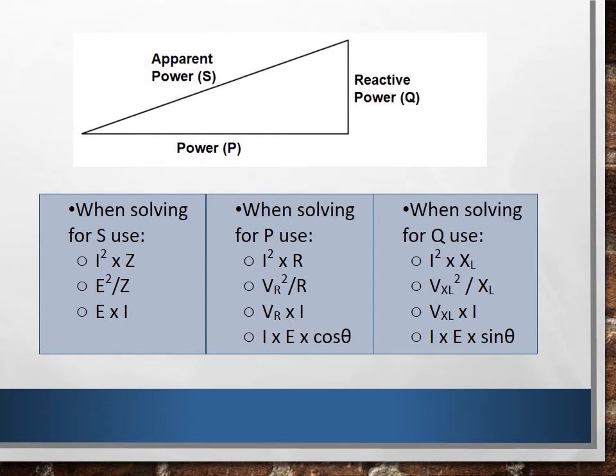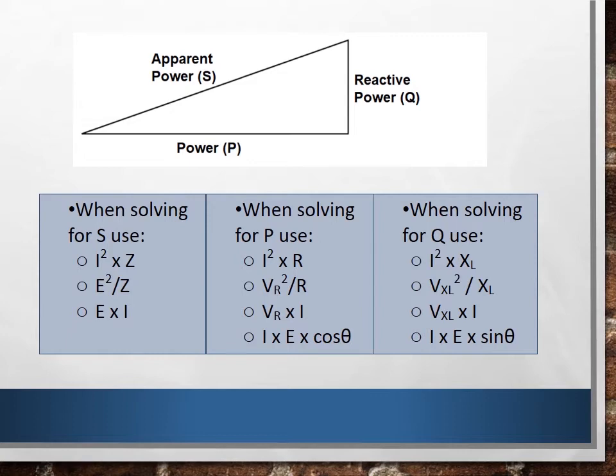When it comes to our power triangles, we do have three different components we have to consider. We have our apparent power S, which is our total overall power consumption. We have our true power P, which is our resistive component. And we have our reactive power Q, which is our reactive component. When we're solving for these, we can still use our power formulas. However, we have to make sure that we use the components that are in the same line as everything else.